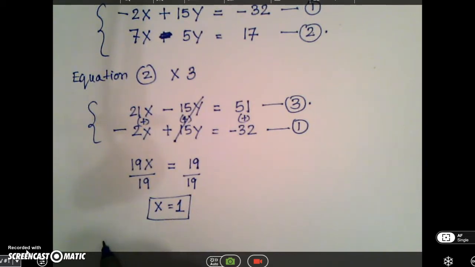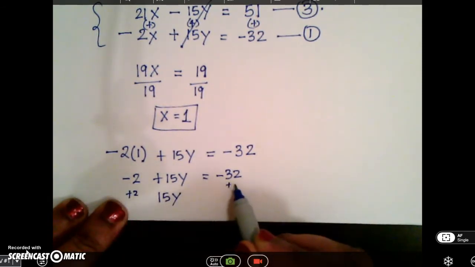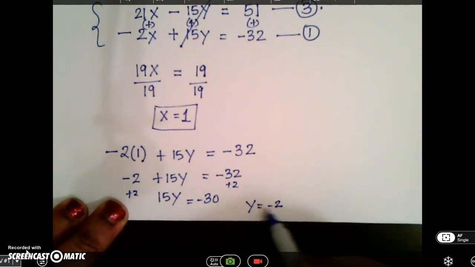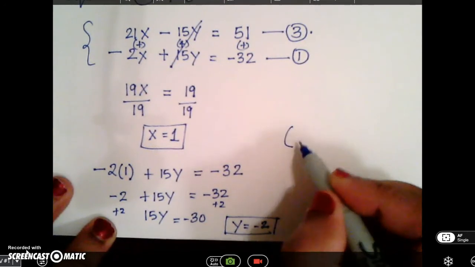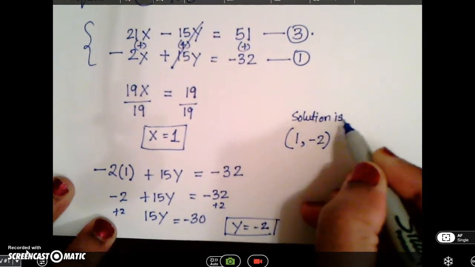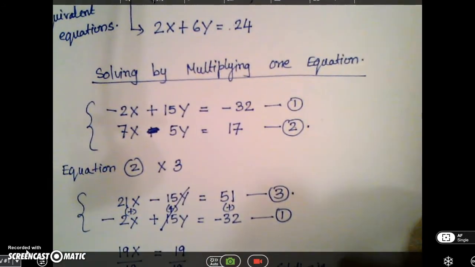So I have the first equation, negative 2 times 1 plus 15y is equal to negative 32. So negative 2 plus 15y equals negative 32. So for 15y, I add a 2, 15y is equal to negative 30, or y is equal to negative 2. So I got my solution: 1, negative 2. The solution is 1, negative 2. So that's elimination by multiplying one equation. So let's do another one.